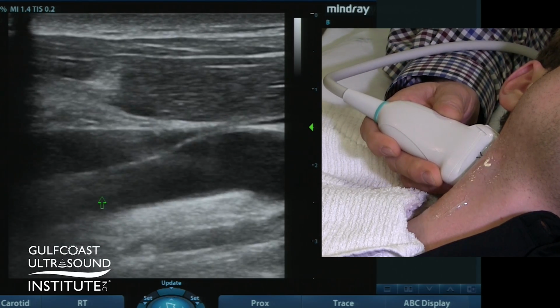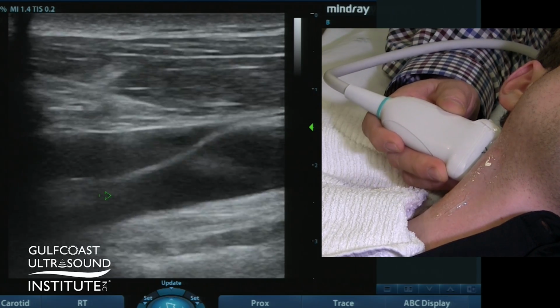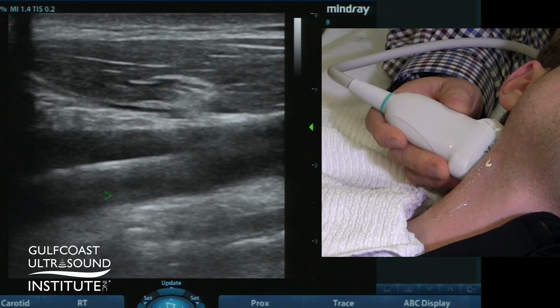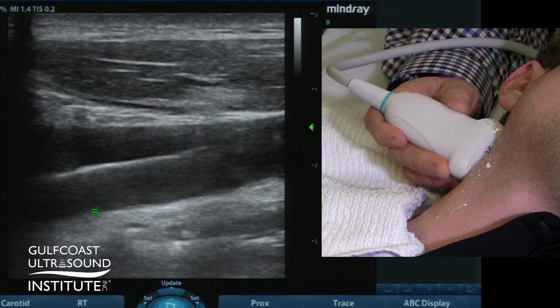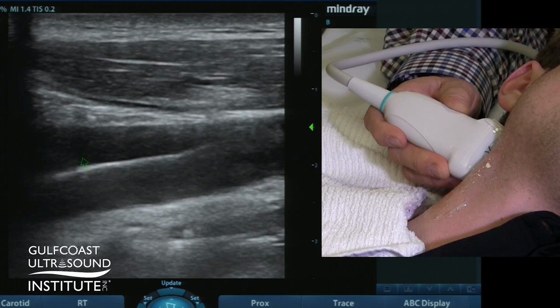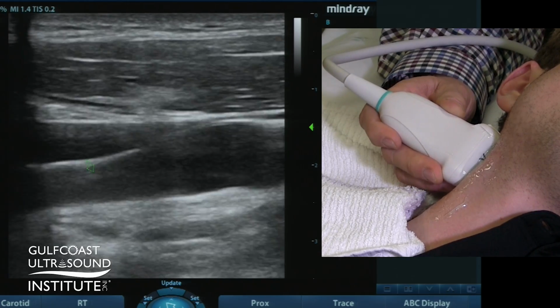So this does two things. Number one, the probe position doesn't strike the mandible, so I can scan up higher in the ICA. And also I can see this far field wall and the near field wall quite a bit better by coming through the jugular vein, as there's less attenuation of the signal.